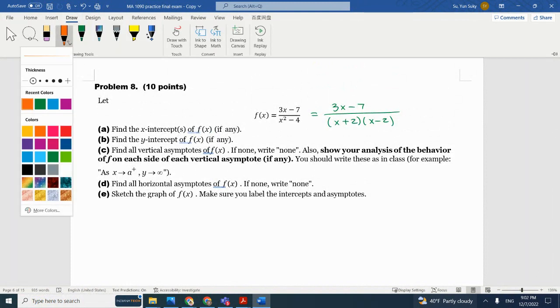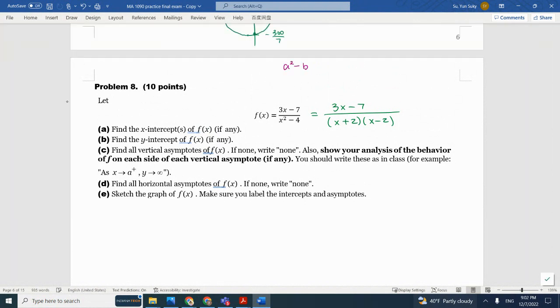So what are the formulas? You have a squared minus b squared is a plus b times a minus b. A squared plus 2ab plus b squared is the perfect square of a plus b. And if the middle term is negative, then this is a minus b squared. Okay, so this is how we factor it, right?